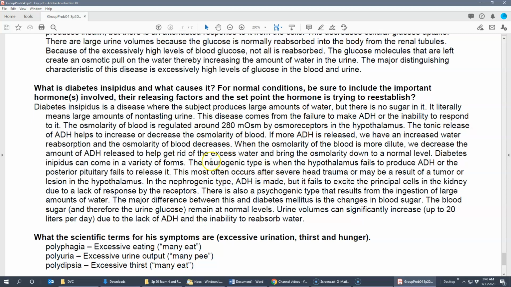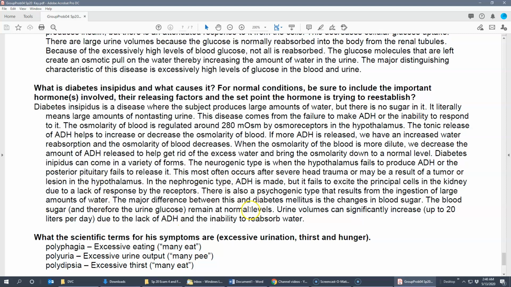If the ADH is made but not responded to by the principal cells, that's called nephrogenic. Remember the nephron, that's where it comes from. So the receptors aren't working. There's also a psychogenic type where people have an ingestion of large amounts of water that causes the same issue.